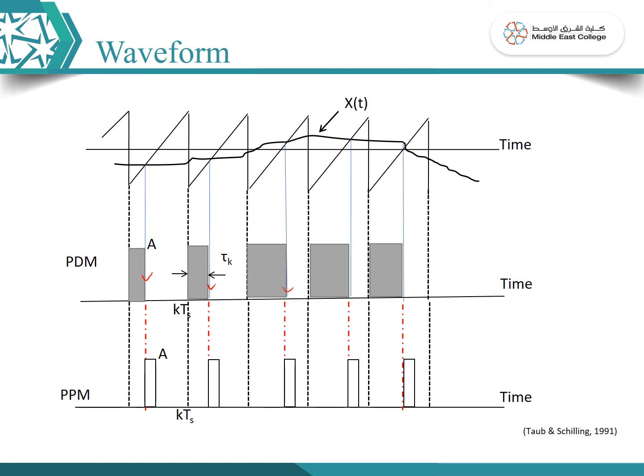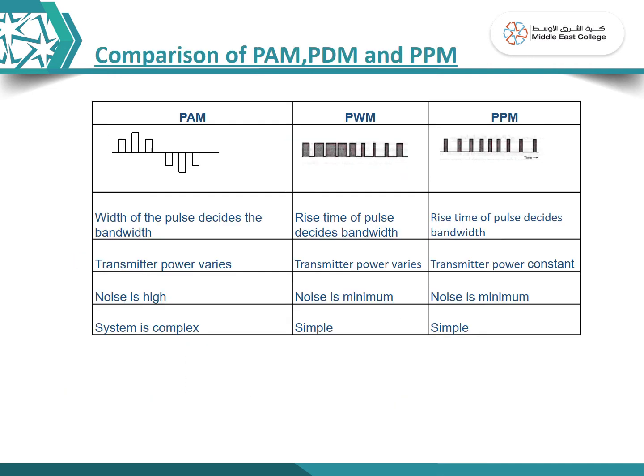Now if you look, the pulses are here, so the distance between the pulses is not the same. The position of the pulse is changing according to the instantaneous amplitude of the message signal. This is called pulse position modulation.